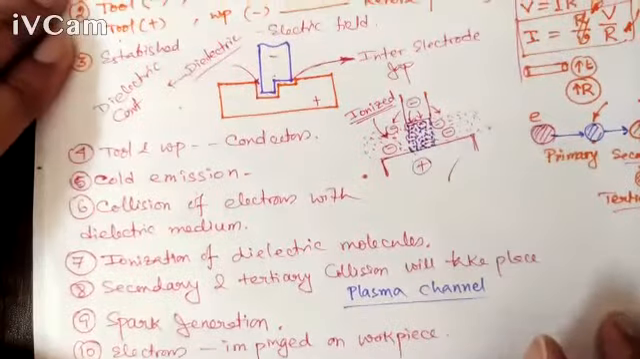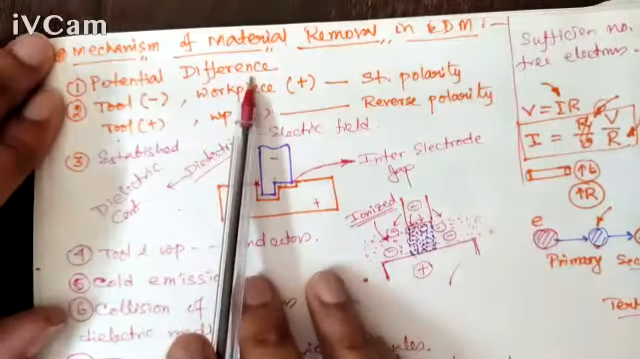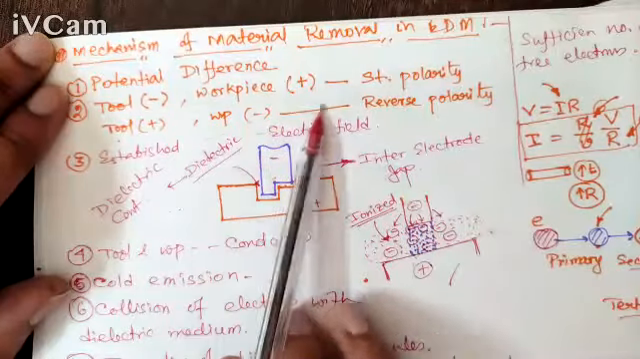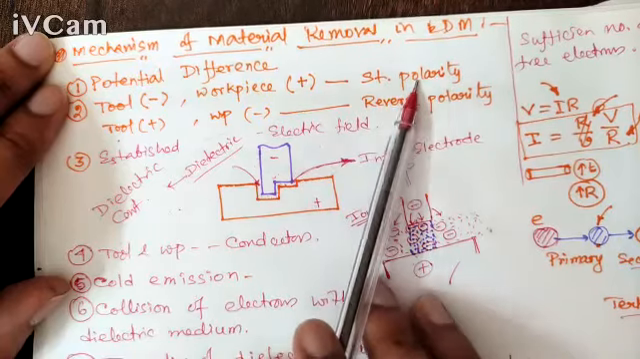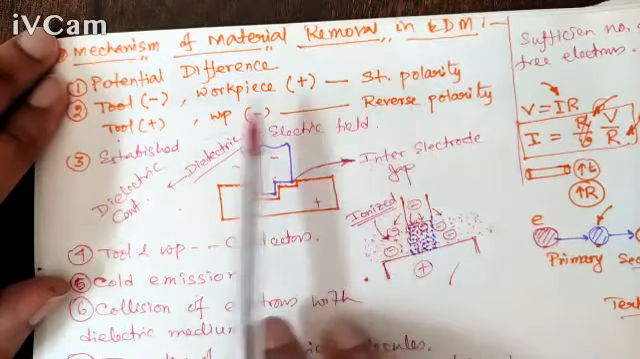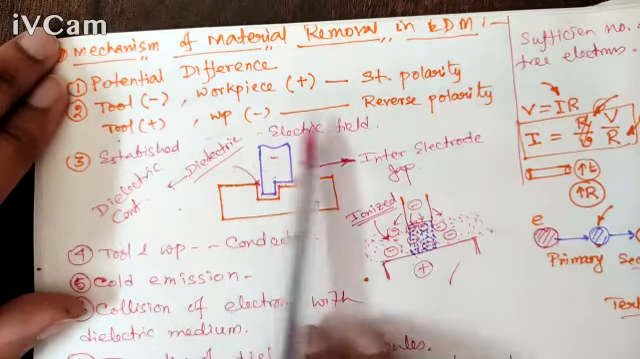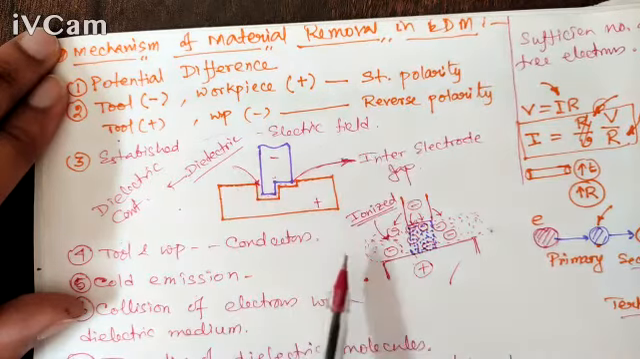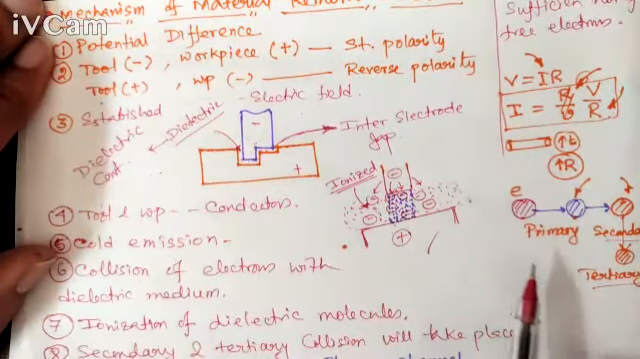Upper part of the page. So once again, I'm reading. Number one, potential difference. Number two, tool negative, workpiece positive, which is known as straight polarity. Then in this only, if we make tool positive and workpiece negative, that will be known as reverse polarity. Draw these diagrams also, and also the part which I have written over here.